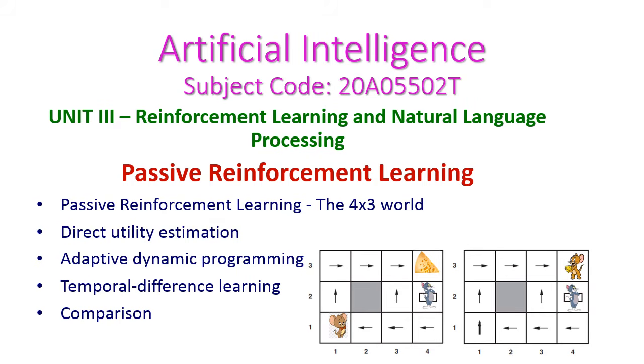In today's artificial intelligence class, we will see passive reinforcement learning. That is another important topic from third unit. In this topic, we are going to see direct utility estimation, adaptive dynamic programming, temporal difference learning, and the comparison of all three models.